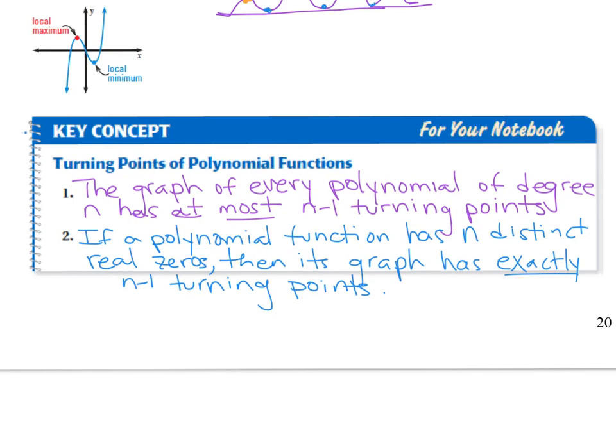So they are your local maxes and mins. And then if a polynomial function has n distinct real zeros, so this one is just talking about real zeros, not imaginary zeros, then its graph has exactly n minus 1 turning points. So we have the words at most and exactly, which define the two separate ones. So we have ones that are degree n, that would include your imaginaries. And in number 2, the difference here is that you're talking about real zeros and not your imaginary solutions.